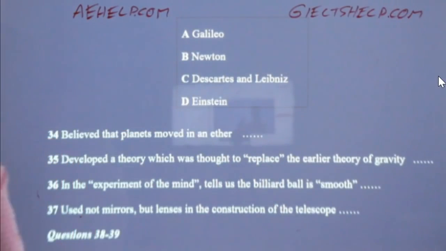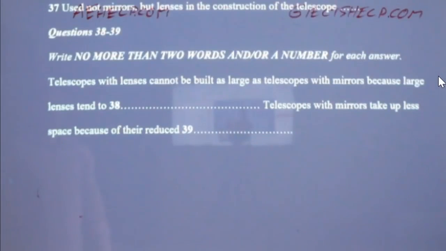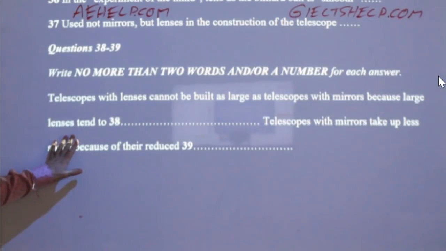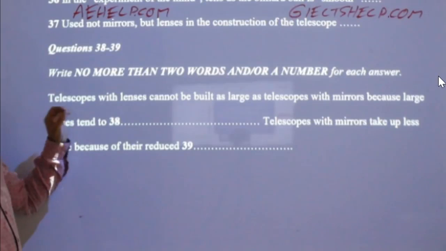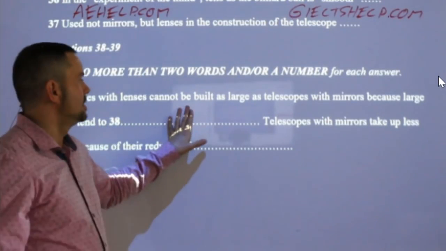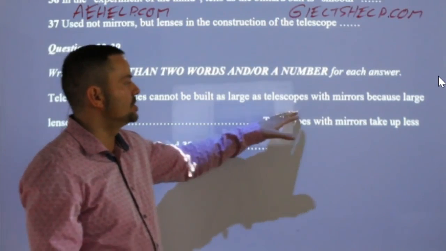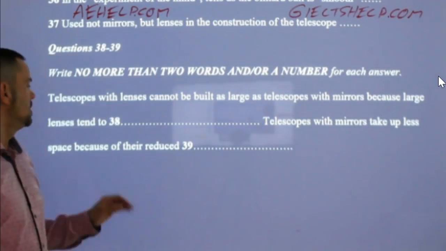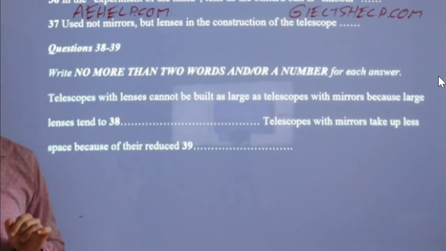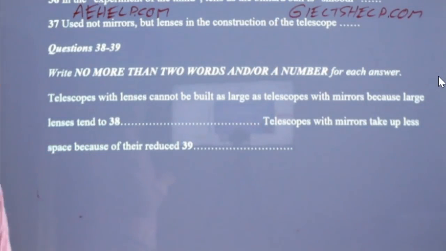Let's keep moving. Okay, this was just a short sentence completion. Telescopes, you have to be very careful here. Pay close attention. Telescopes with lenses cannot be built as large as telescopes with mirrors because large lenses tend to what? What happens to large lenses? There's a couple of different ways to say this. Lose shape.